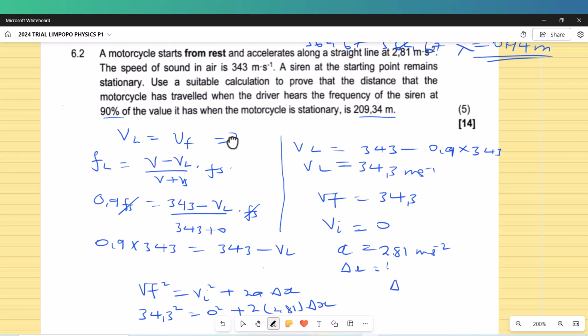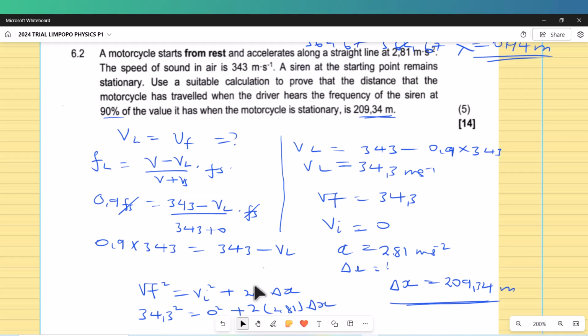Now from my calculator here, delta x equals, let me find out. We're going to divide 34.3 squared by 2 times 2.81. It gives me 209.34 meters. I think we are correct. That's what they said here, 209, yeah, we are correct here. That is it there. Hope we are still together.